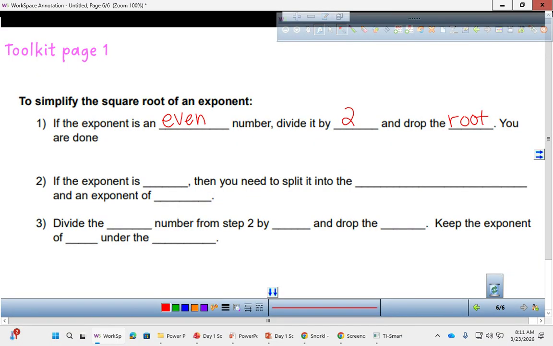But if the exponent is an odd number, then you need to split it into the highest even number less than the exponent, squeezing that in there, and the exponent of 1. The second exponent will always be 1.